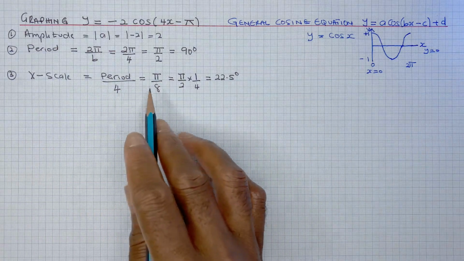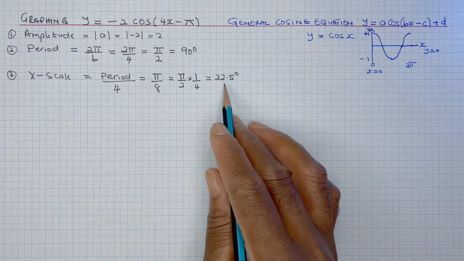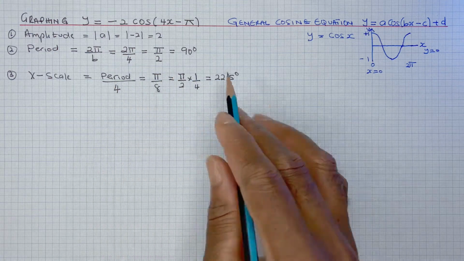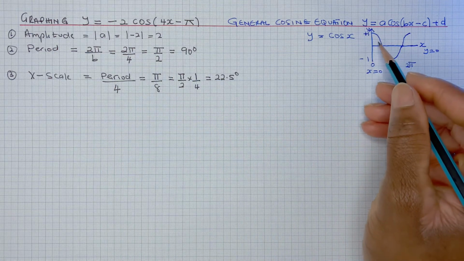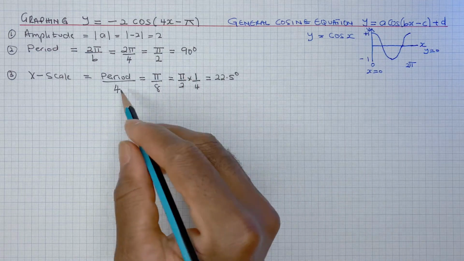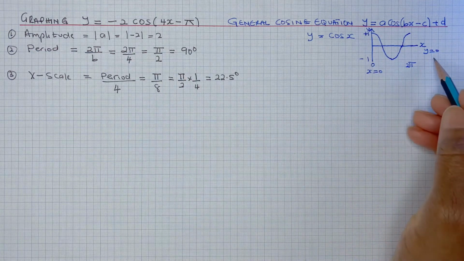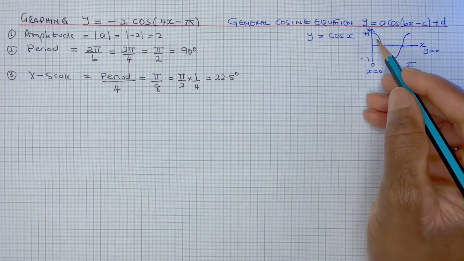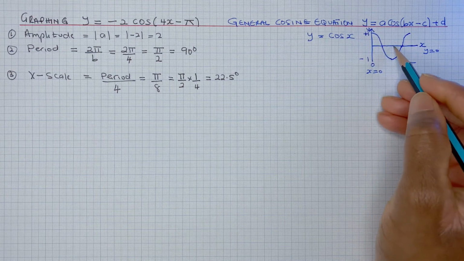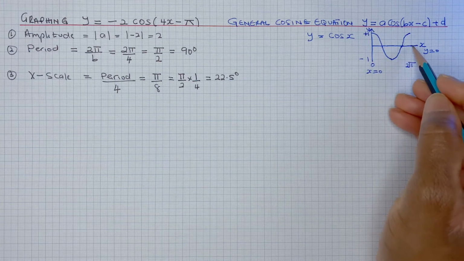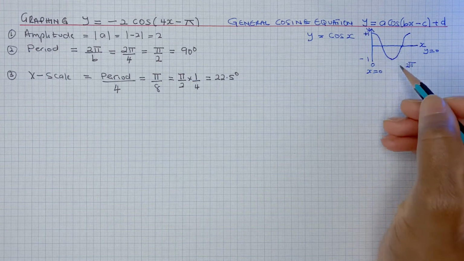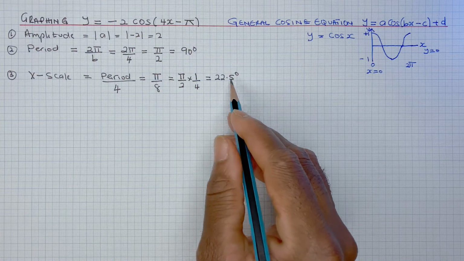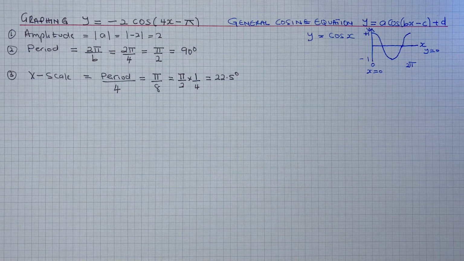And the scale here is period over 4 because there are 4 quadrants. That's why we're dividing the period by 4. There are 4 quadrants here. If we divide 2 pi by 4, we get pi over 2. So this is pi over 2 here, another pi over 2, another pi over 2, another pi over 2, which is 90 degrees. Likewise, this is going to be 22.5 degrees 4 times.